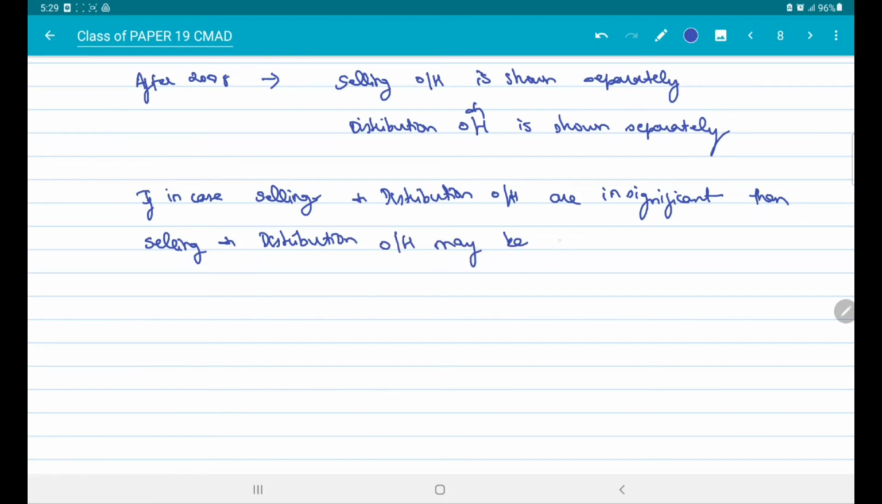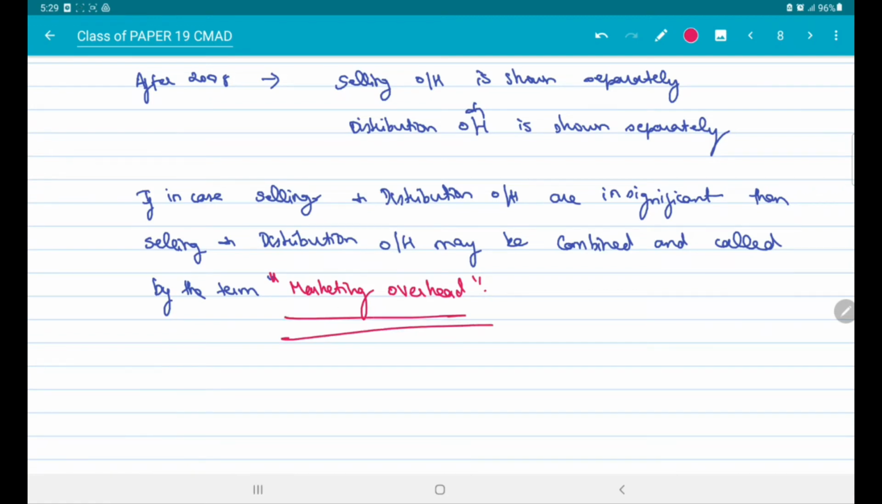May be combined and called by the term marketing overhead. Okay, marketing overhead. Very important 1 mark question. If in case selling and distribution overheads are insignificant, then it may combine and called as marketing overhead.